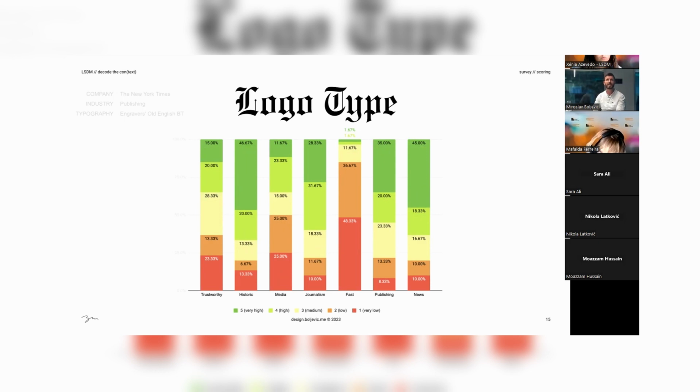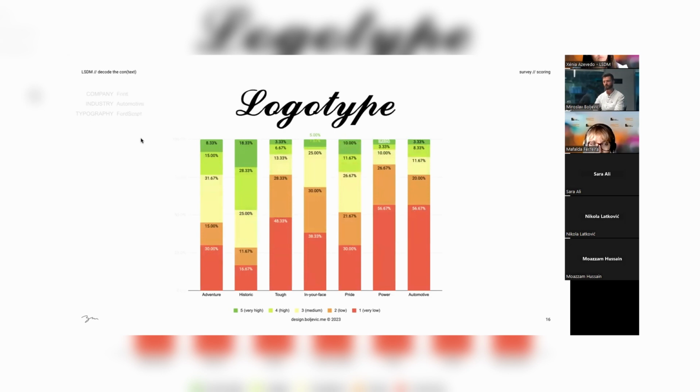63% gave a high and very high appropriateness rating. And you can also see that it scored badly for the keyword fast, with 85% of people giving a low and very low appropriateness rating for this keyword. And this was the worst single keyword rating result in the survey.